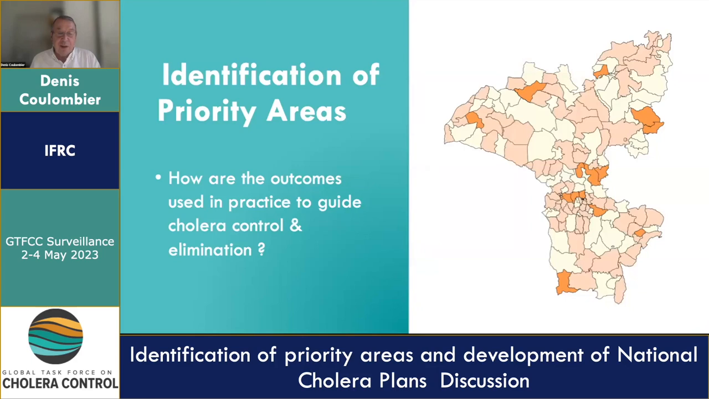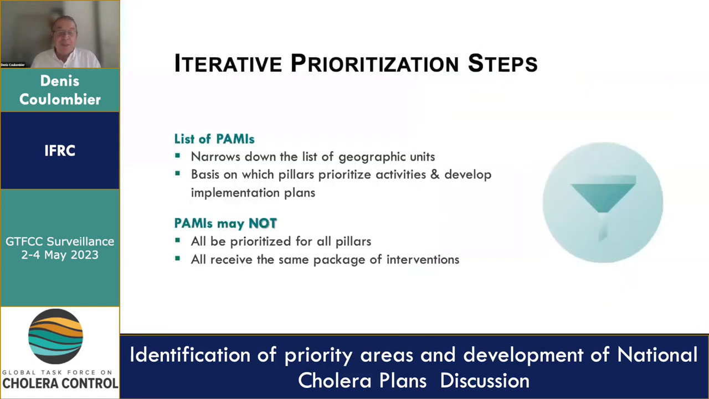So let's look at how those outcomes in practice will help to guide cholera control and elimination. So here, just coming back a bit to the prioritization steps for the PAMIs, but again, we will spend several presentations on that today. So basically, we start with the geographical units in the country, and those units, we call them nowadays the operational geographical units. That's basically the smallest unit where surveillance and activities are coordinated for controlling and responding to cholera. So you will see the terminology emerging now, the operational geographic units, OGUs.